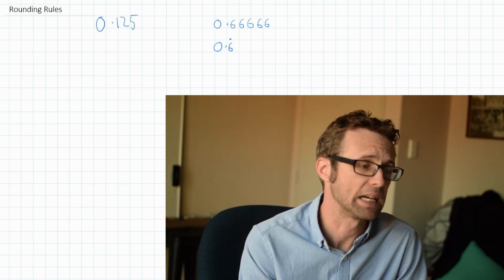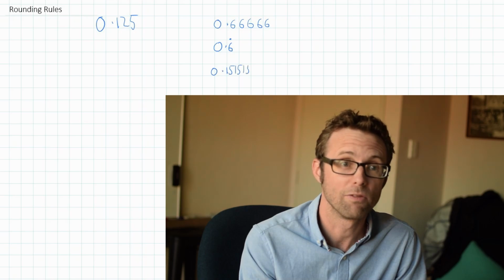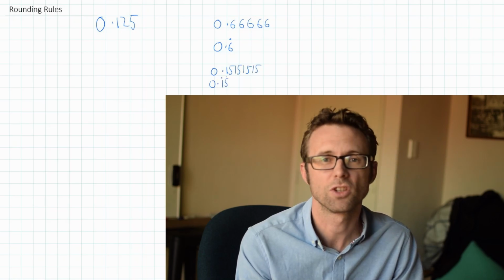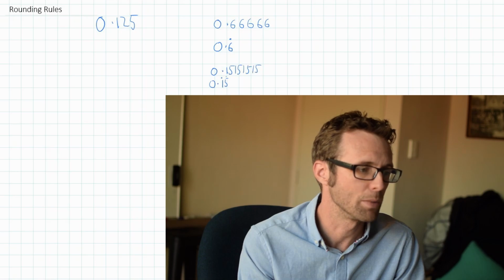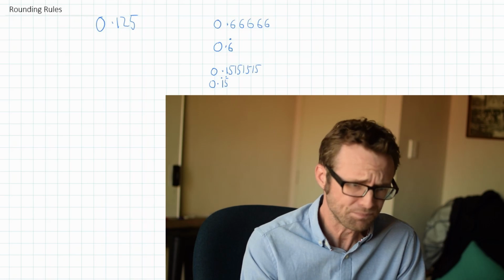Sometimes you have something like 0.151515 and so on. Don't round that either. You're just going to go 0.15, and then you're going to pop a dot over both of those numbers, which denotes that both of those numbers are going to recur. So it'll be 0.1515 recurring. Okay.